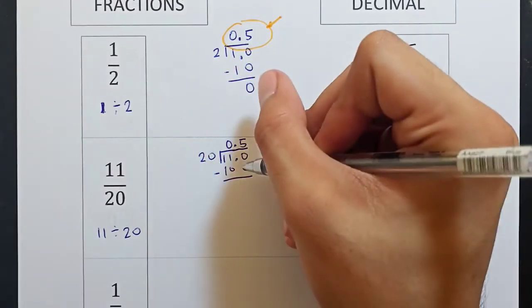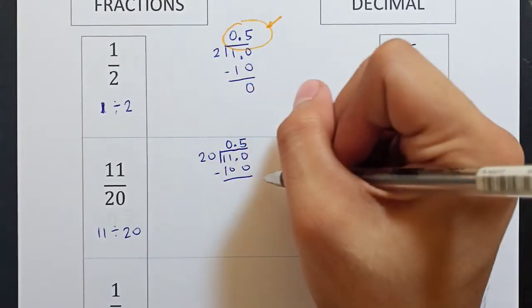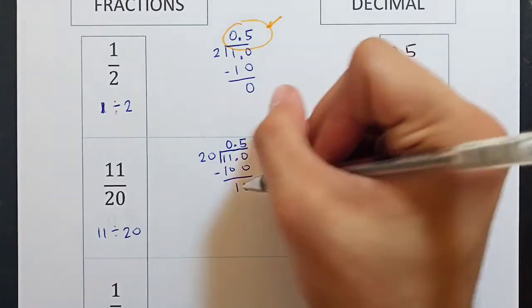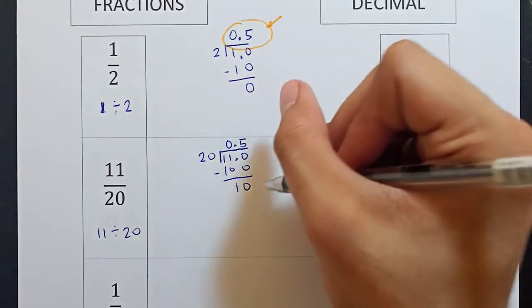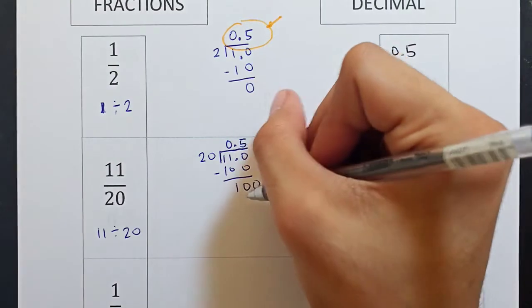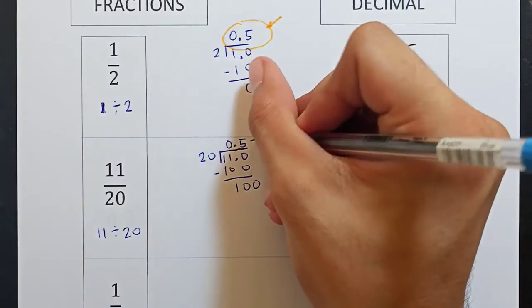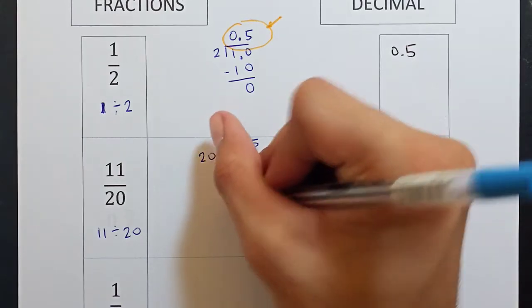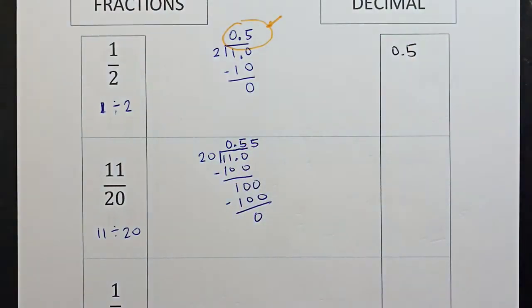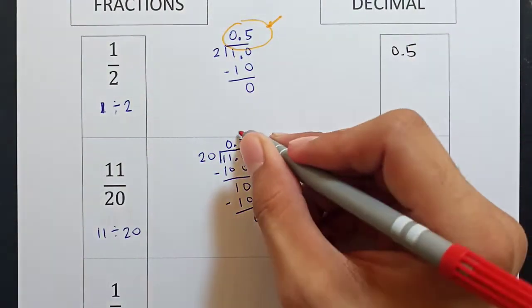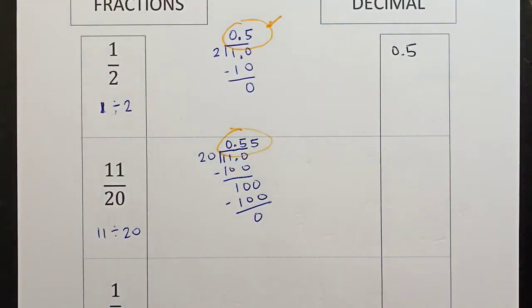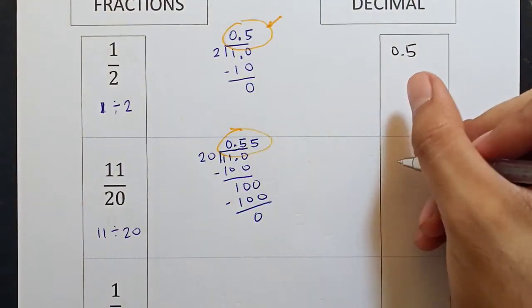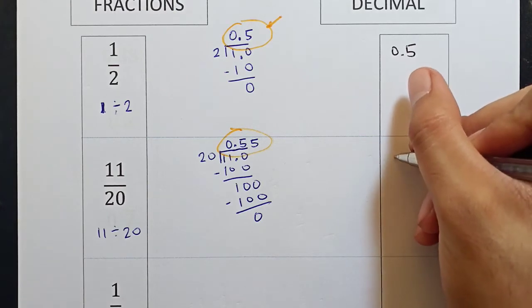Then, subtract. 110 minus 100 is 10. Then, we can add 0. 100 divided by 20 is 5. 5 times 20 is 100. Proceed to subtraction. 0. That is the answer. 0.55 is the decimal form of 11/20.